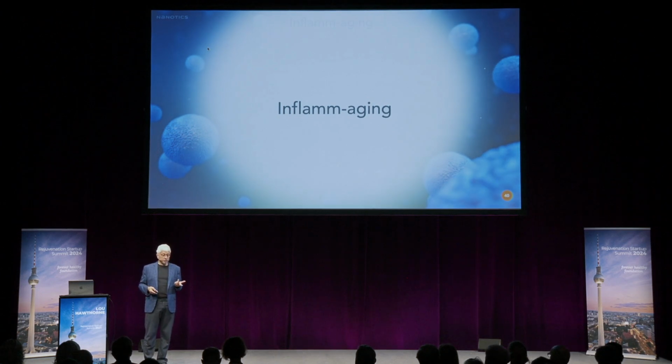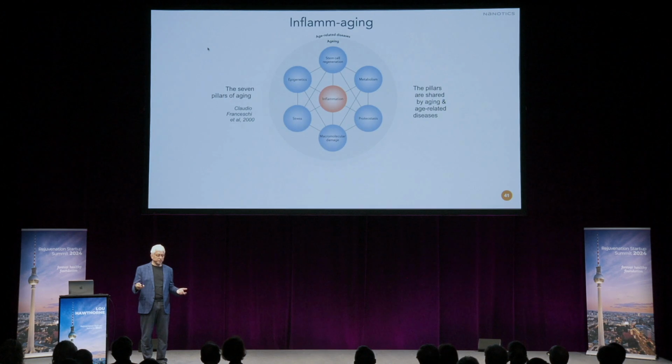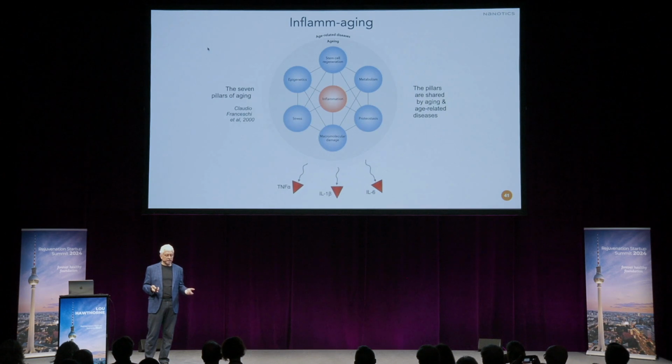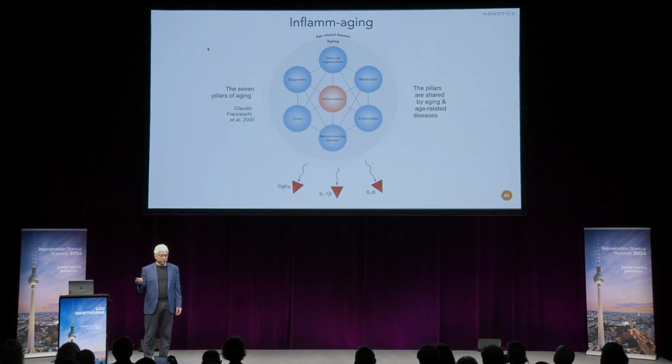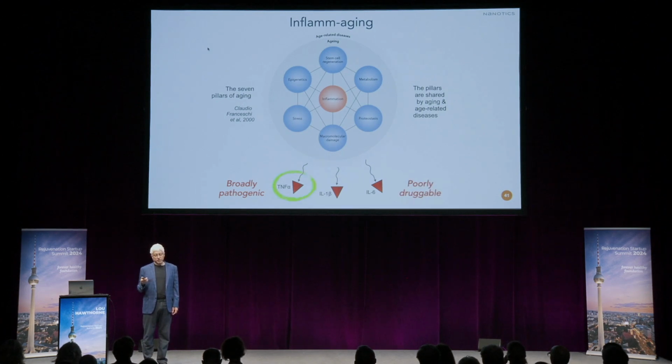So in terms of what we're going to do with this new all-polymer NaNot, one of the things we want to do is tackle inflammaging. Inflammaging is the branch of gerontology that posits that not just age-related disease, but core mechanisms of aging are driven by inflammatory cytokines. These are well characterized. TNF-alpha, IL-1 beta, IL-6 are the big three. They're broadly pathogenic and poorly druggable, and soluble TNF is right there, front and center.